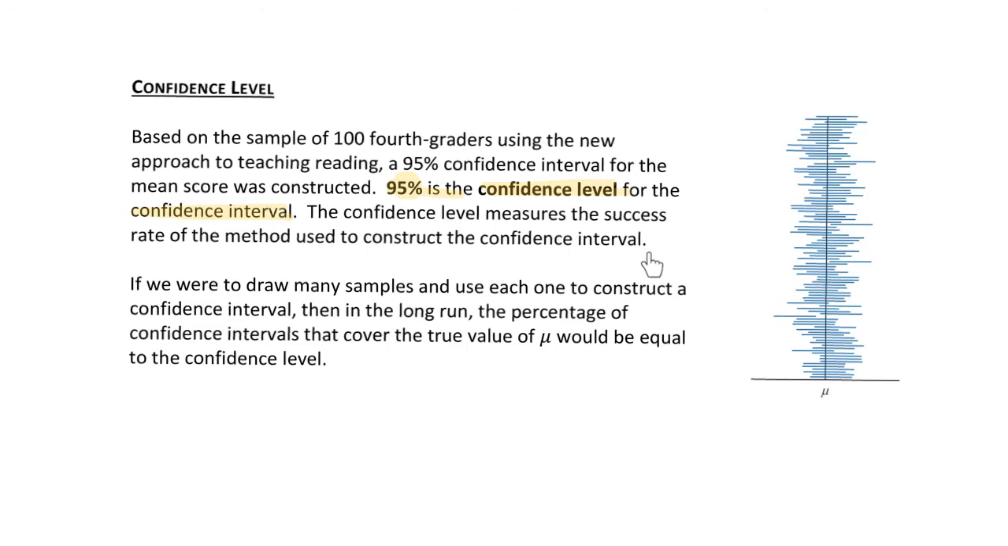So a confidence interval is an interval that is used to estimate the value of a parameter, and confidence level measures the success rate of the method used to construct the confidence interval. This is actually a percentage between 0% and 100%. But usually we use larger values such as 90%, 95% or 99% because we want to have a high confidence that our intervals contain the true value.